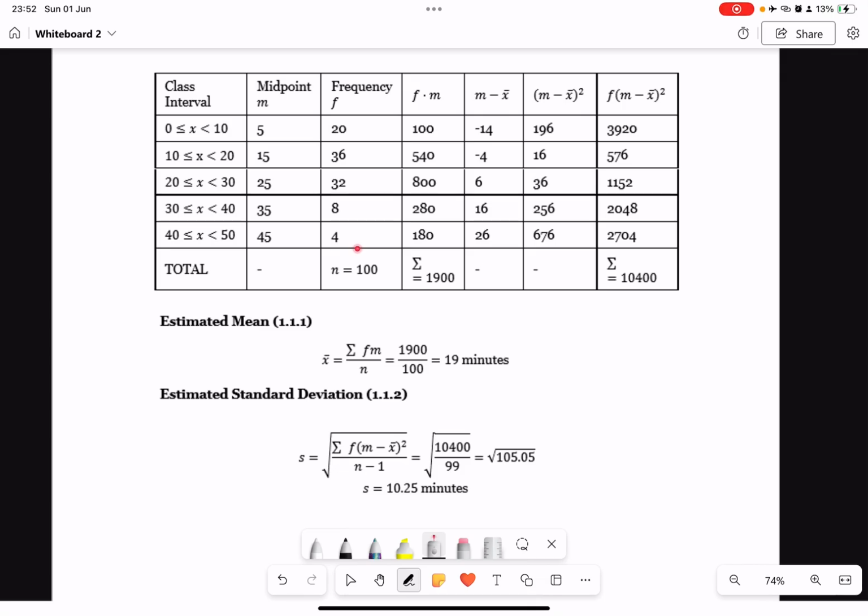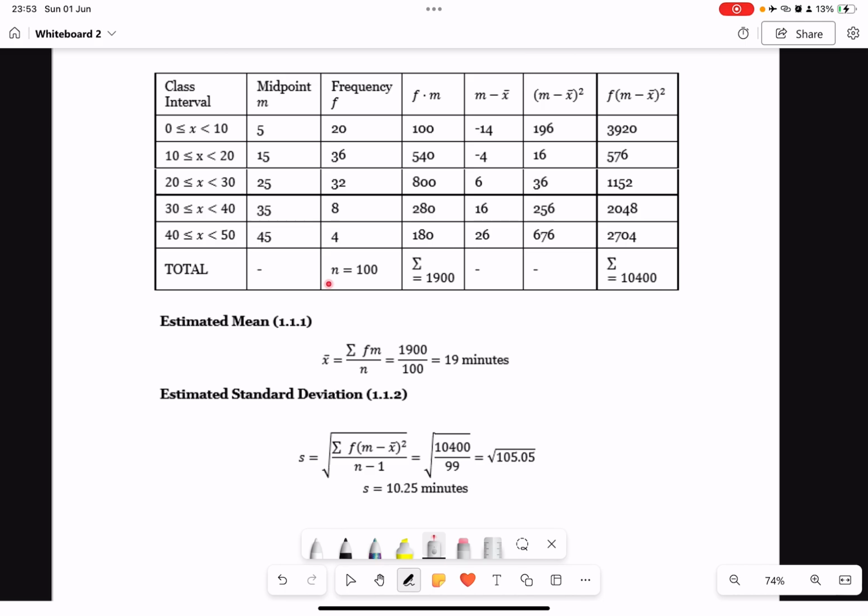In this video, we're going to be calculating the estimated mean and the estimated standard deviation. So, ladies and gentlemen, you are always going to be given the class interval column and the frequency column. And I'm going to take you step by step on how to get each and every individual column here. First, before we can calculate the estimated standard deviation, we firstly need to calculate the estimated mean.